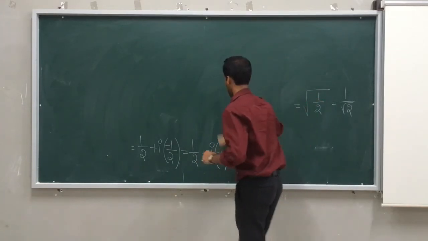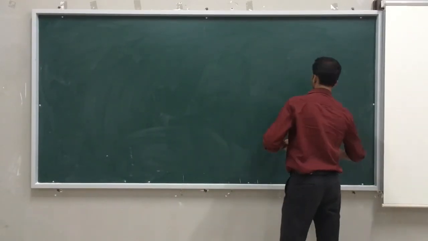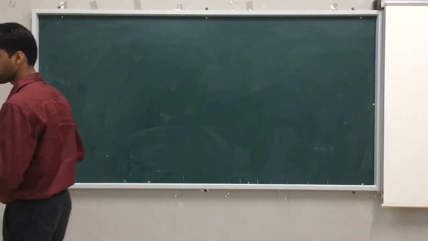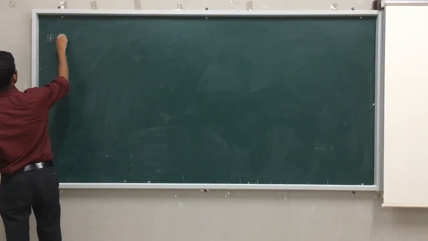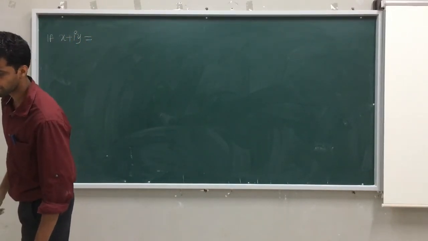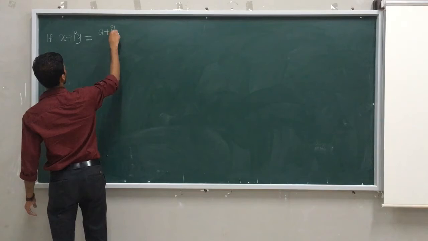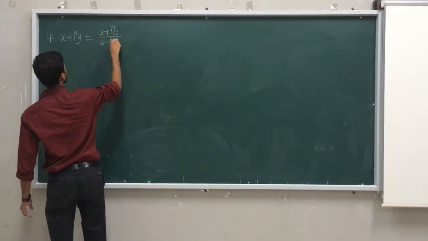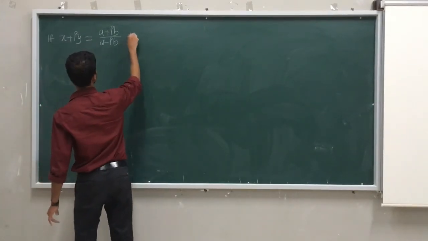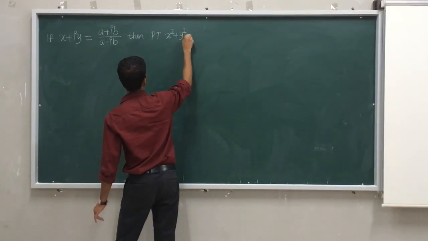There is one interesting question, because if I take it in the next video, it's not good, I felt, so better I take it in today's session and let me finish. What is given here is, if x plus iy is equal to a plus ib divided by a minus ib, then prove that x square plus y square equal to 1.